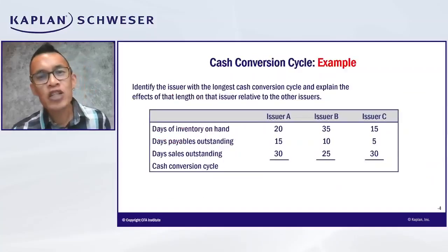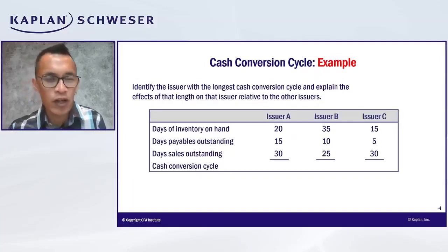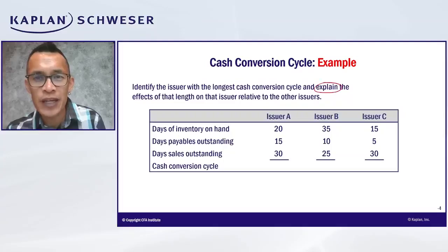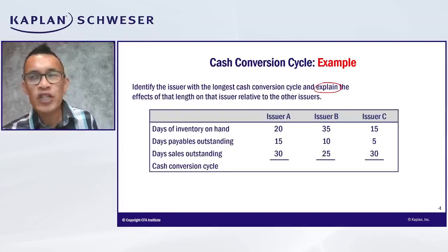Now, in this cash conversion cycle numerical example, we just have to perform basic calculations, and then we need to interpret the calculations. Okay, and that's where the explain part comes in. So just remember the two items you add and which item you subtract.